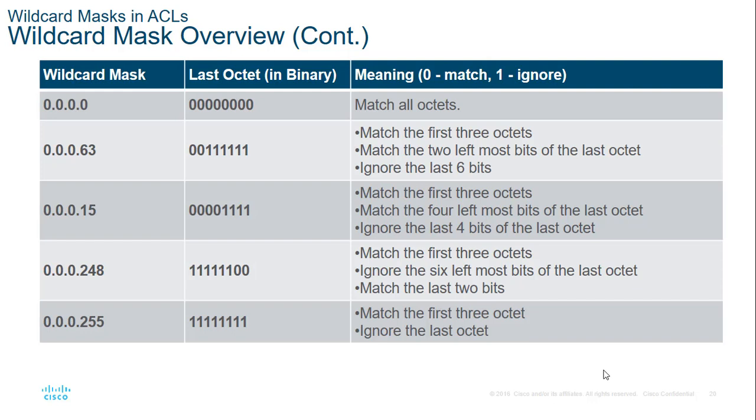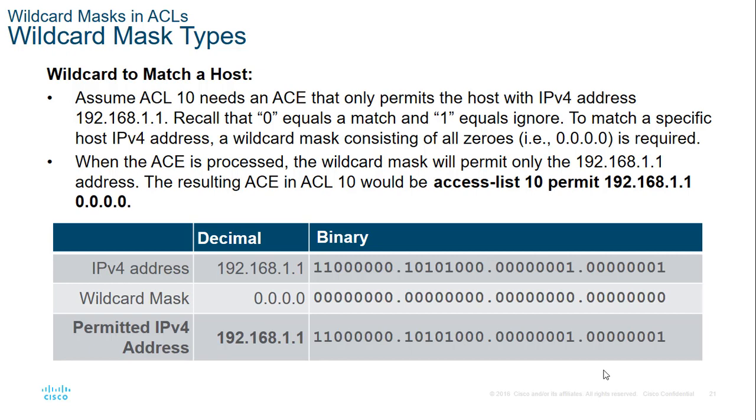Now the different kinds of wildcard masks that we have. Using wildcard masks will take some practice, and let's look at how a wildcard mask is used to filter traffic for one host in one subnet, or maybe even a range of hosts. In this example, the wildcard mask is used to match a specific host IPv4 address. So ACL 10 needs an entry that only permits the host with IPv4 192.168.1.1.